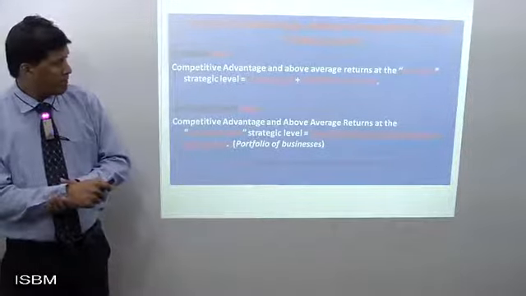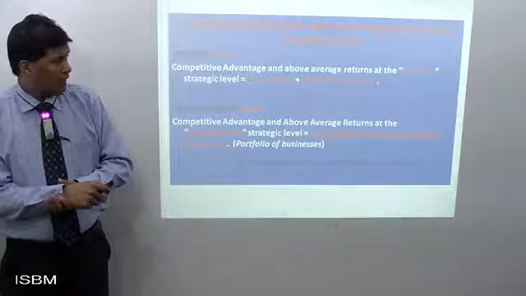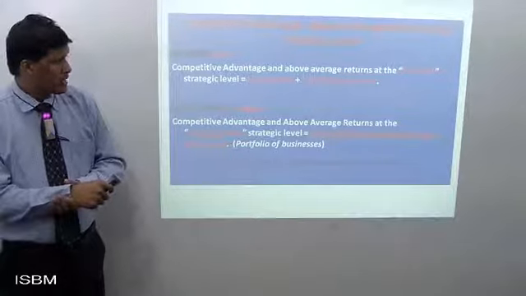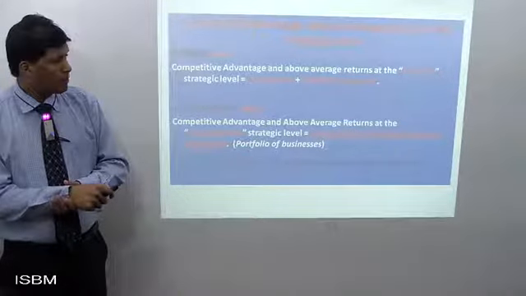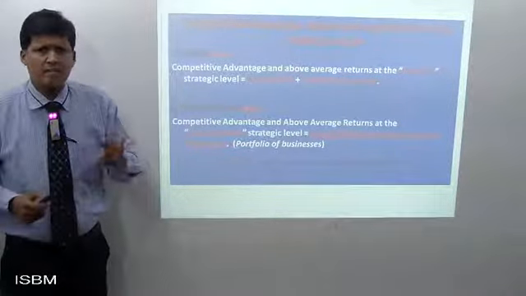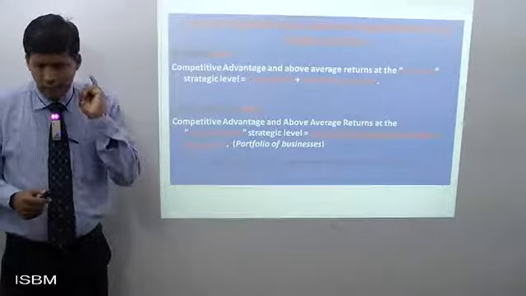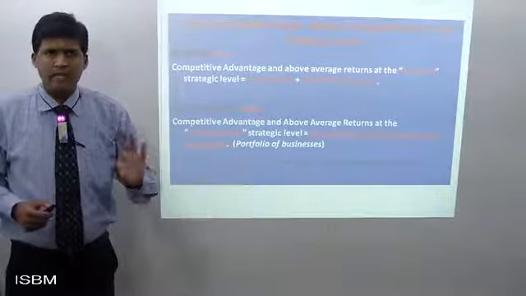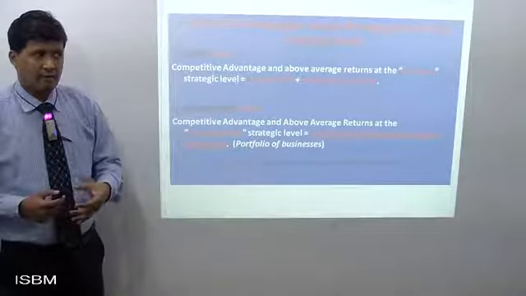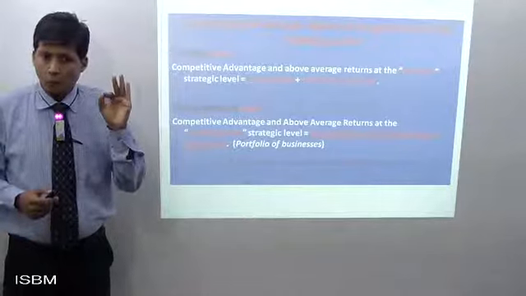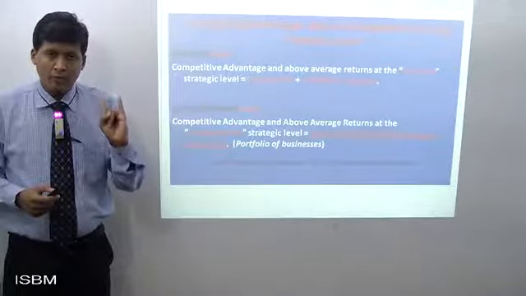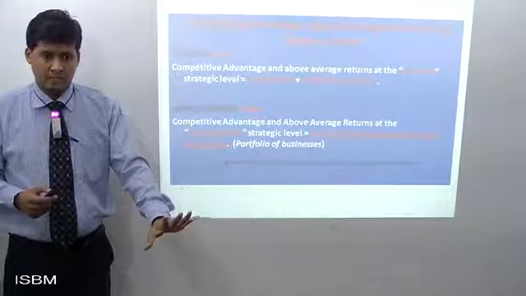Competitive advantage and above average returns at a business strategic level is high profit plus satisfied customer. The objective at a business level is clear. One, we should have profits. 2, we should have a happy, satisfied customer. That's very clear when we're speaking of business level. So what are the two factors in a business level? One, have profits, and two, a satisfied customer.